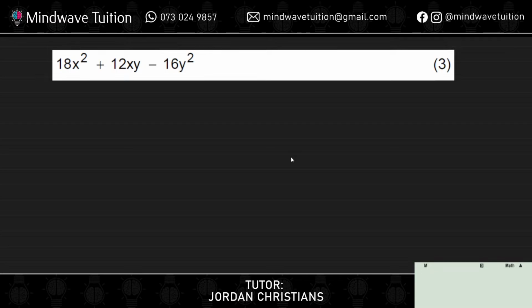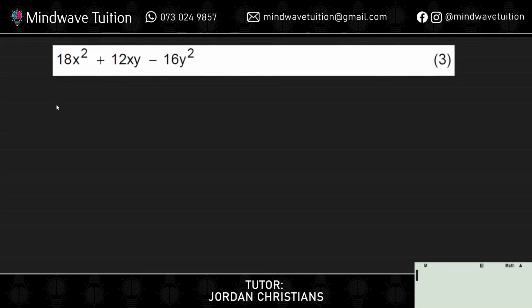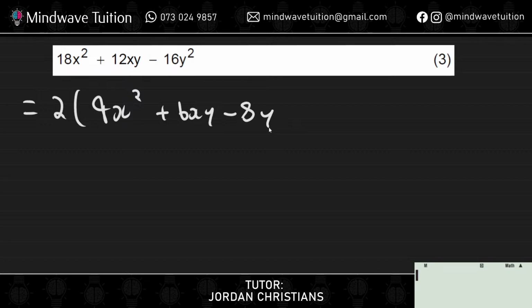So we have 18, 12, and 16, all even numbers, so immediately it's tricky. We can divide everything by 2. Is there anything else we can divide it by? Can 4 work here? No. Can 6 work for all of them? No. And 8 won't work for all of them, so the only thing we can take out is 2 as the common factor. If we take out 2 as a common factor, that leaves us with 9x squared plus, also don't forget to write equal to, plus 6xy minus 8y squared.